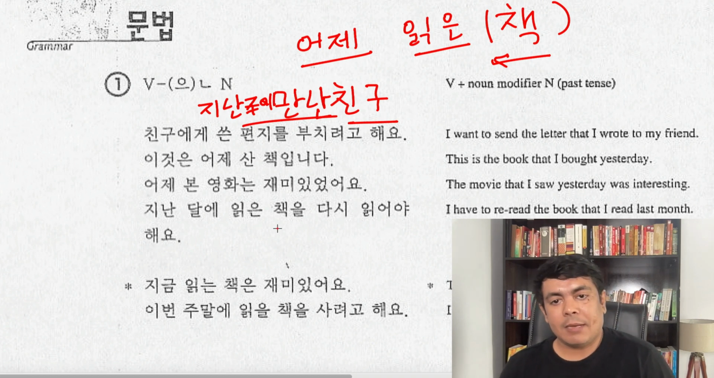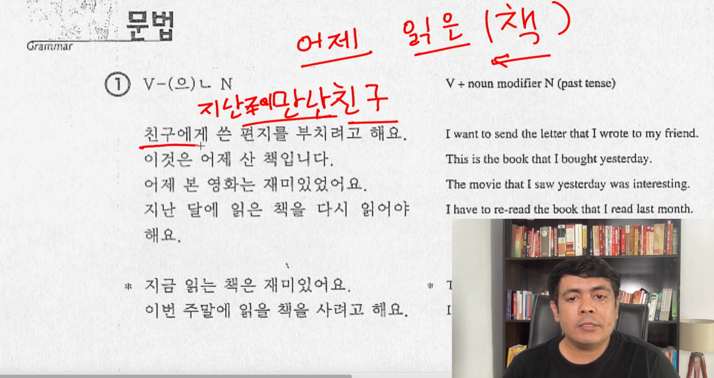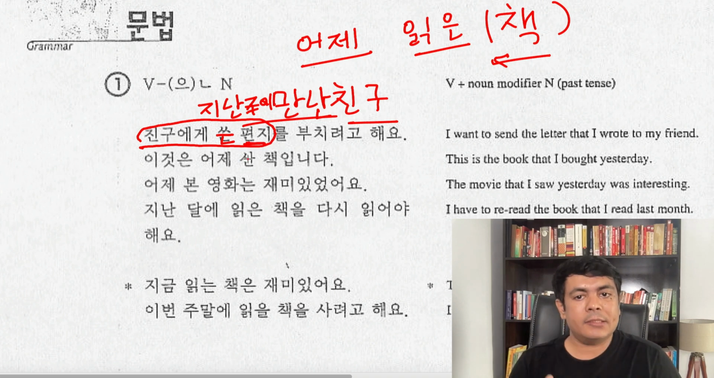Let's have a look at some examples here. So 친구에게 쓴 편지. Let's just take this part. So here this 쓰다 is to write, and we have added the ㄴ modifier here. And after that there is a noun 편지, means a letter that I wrote to someone, to 친구. I want to send that.